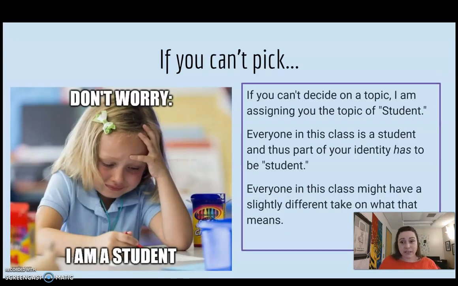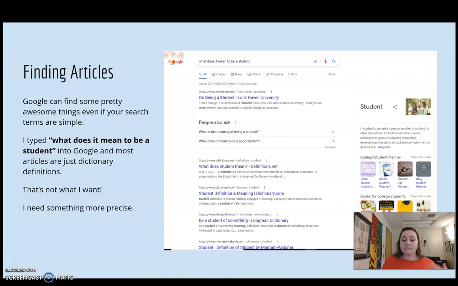If you're really struggling to pick, I suggest that you just pick the topic of student. Everyone that's taking this class is a student, and what's interesting about that is everyone probably has slightly different experiences and a different take on what that means. So if you all end up writing about being a student, they would all be different and probably equally interesting papers.